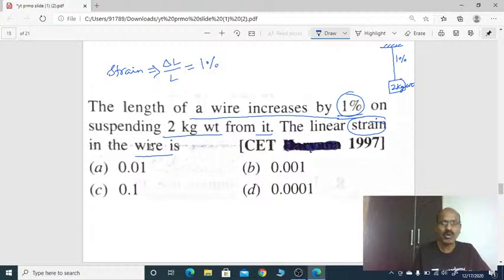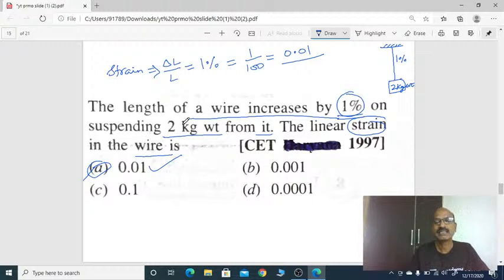So 1% in the sense, we know 1 by 100. 1 by 100 how much? 0.01. So what is the linear strain? Linear strain will be option A, 0.01. Right, that's it. So very simple. Analyze the question, easily you can. We'll go for the next question.